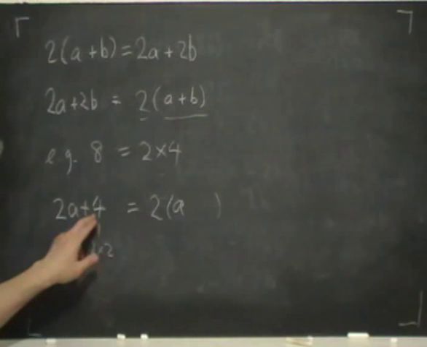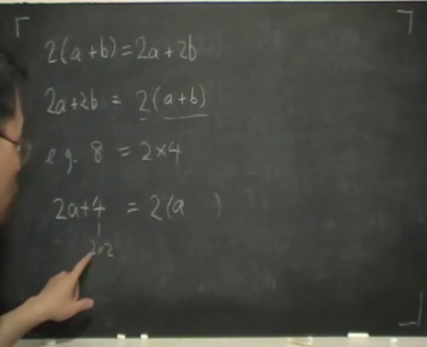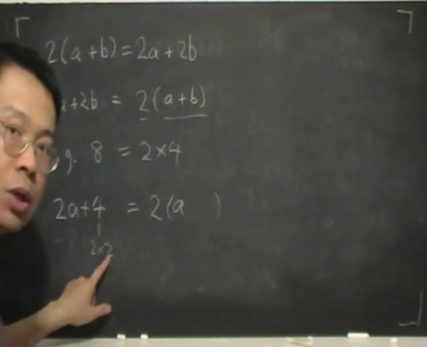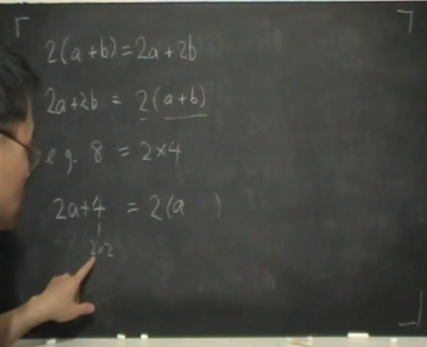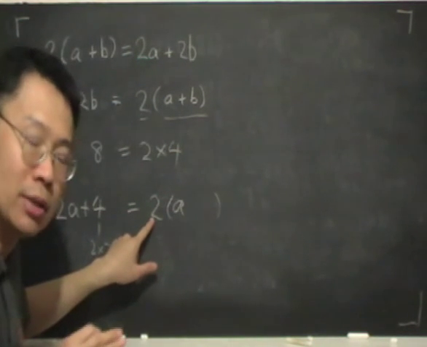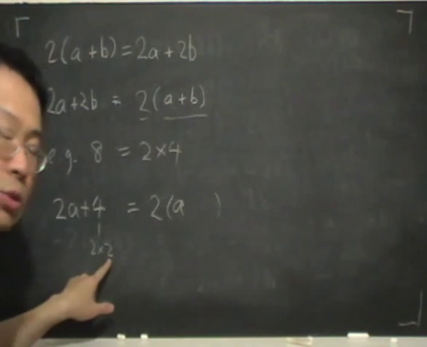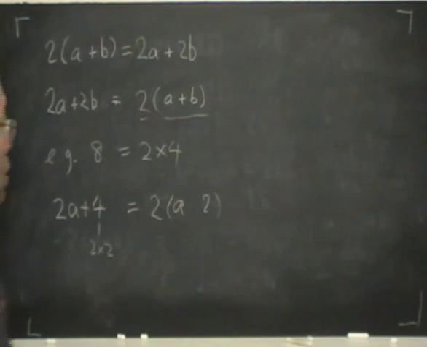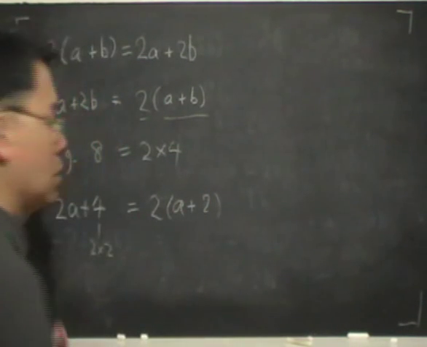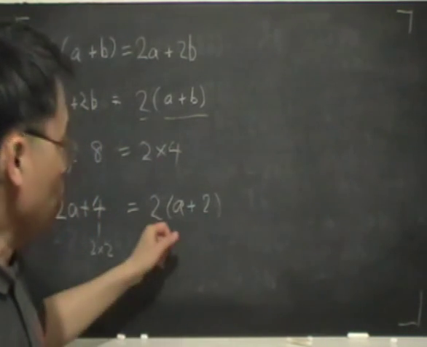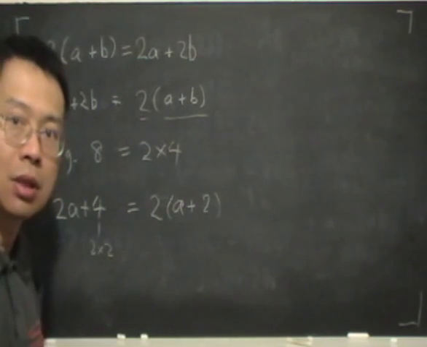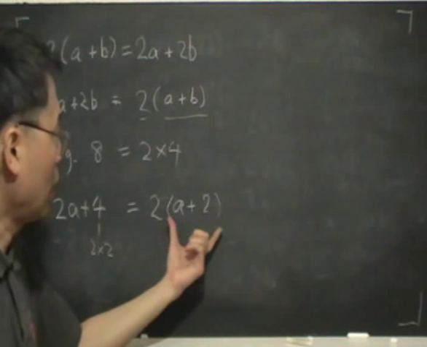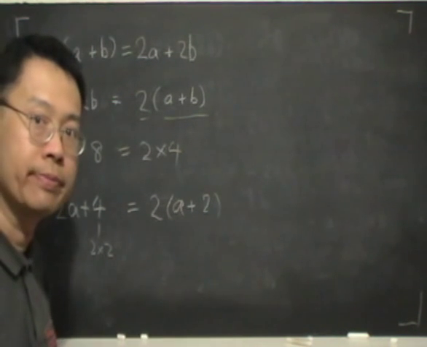Right? And the second term here is 4. Now 4 is 2 times 2. So there are two factors, 2 and 2. We have written one of the factors of 2 outside the bracket, and we have one more factor of 2. So that goes into the bracket. And they should be added. So in this way, we have factorized our expression. The two factors here are 2 and a plus 2.